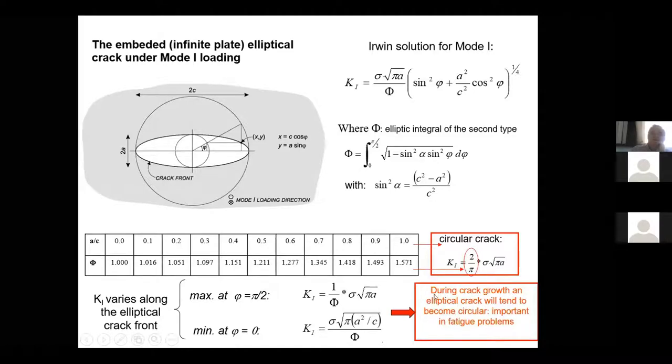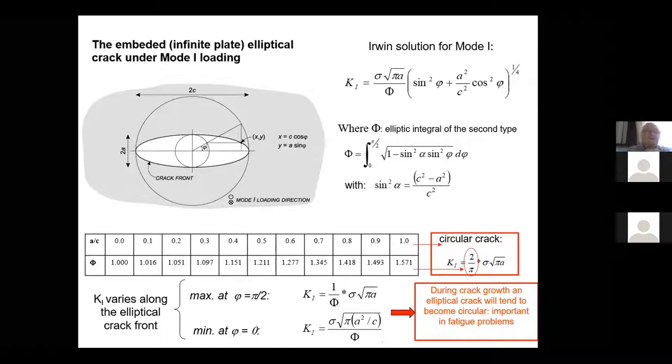What is the conclusion here? That an elliptical crack will tend to become circular because the maximum is always at the point which belongs to the shorter axis. So the shorter axis tends to become longer. And this is why in both cases, if you have a crack like this or an inverse crack, it will tend to become circular. And that is very important, not only in fatigue problems as written here, but generally speaking. And that is in a way, well, good news in a way.